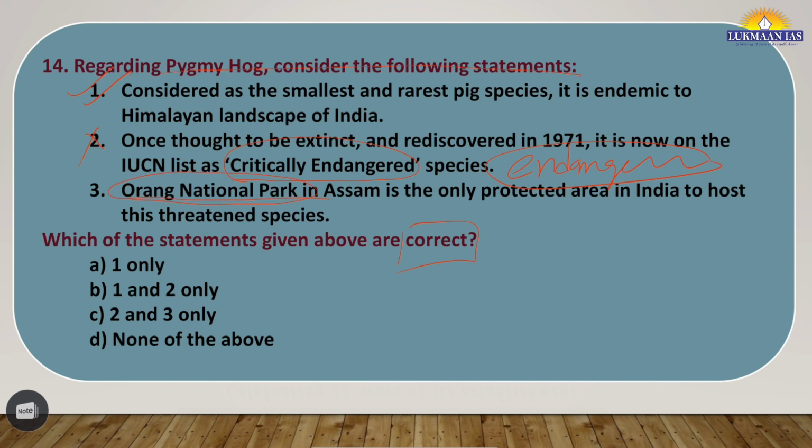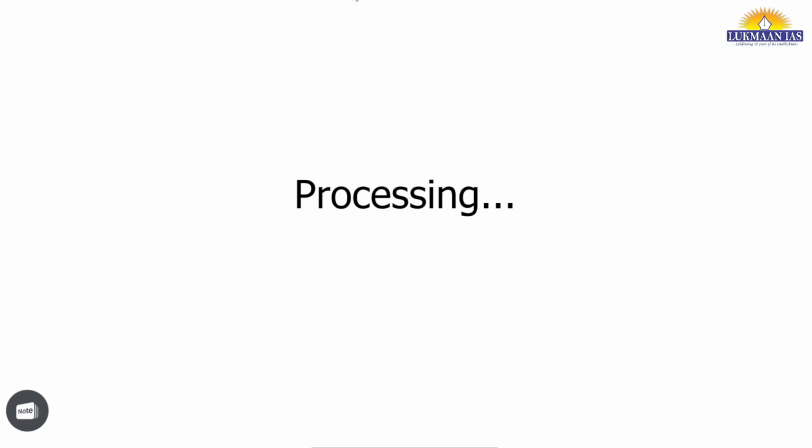Orang National Park in Assam as the only protected area having this population, but this is not correct. Manas National Park is the protected area where we have this endemic species of pygmy hog population. So we can say it is incorrect. So the answer is 1 only, pygmy hog. Remember this. And yes, UPSC can ask such species-based conservation-related questions, conservation areas, protected areas.